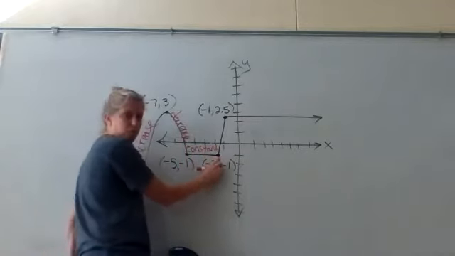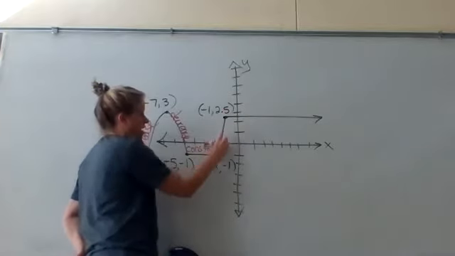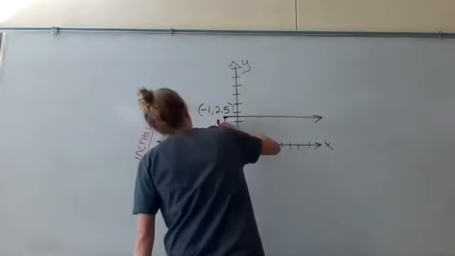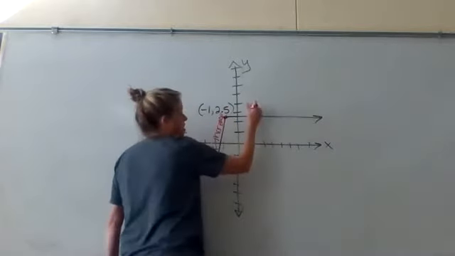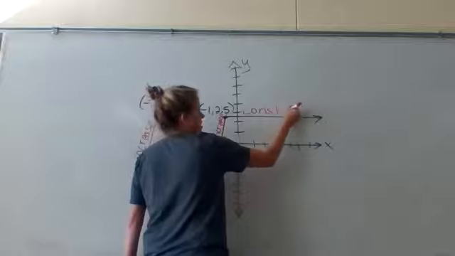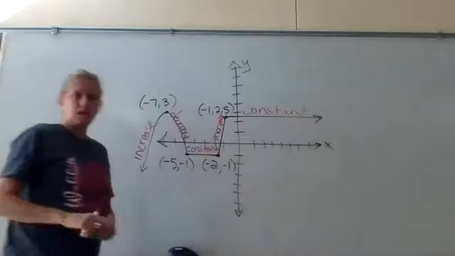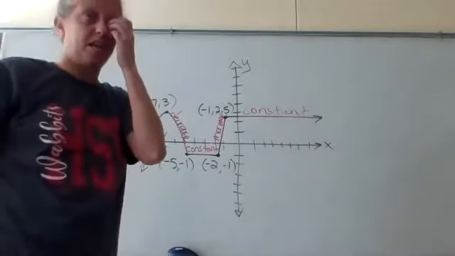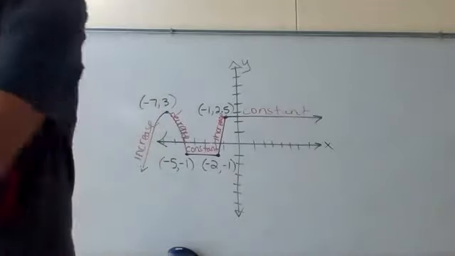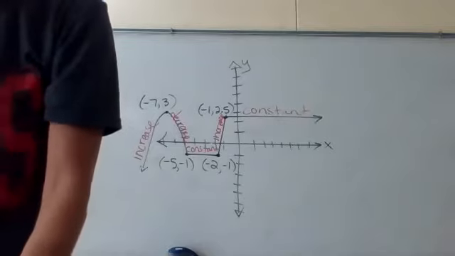Once it gets to this point right here, it starts going up again. So that's another increase. And then when it gets here, it goes straight across again. So this last part is a constant. So again, label your points, then go through and label the going up as increase, going down as decrease, and going straight across as constant.